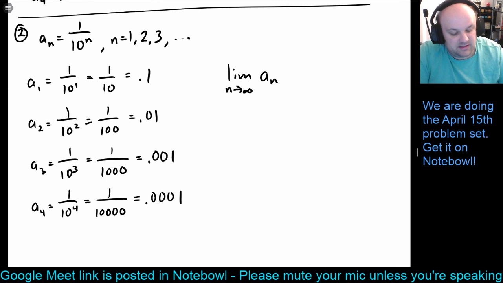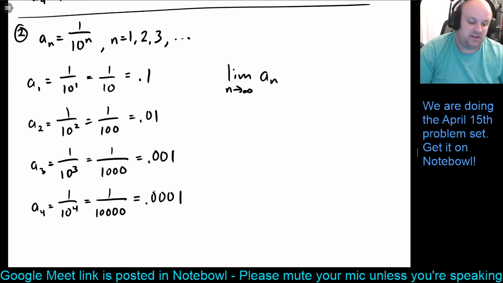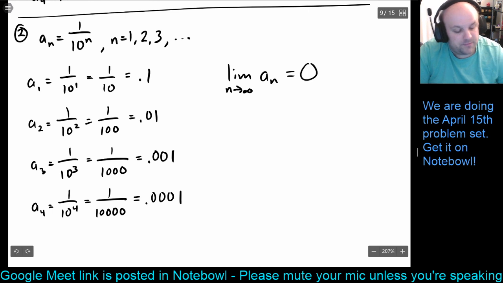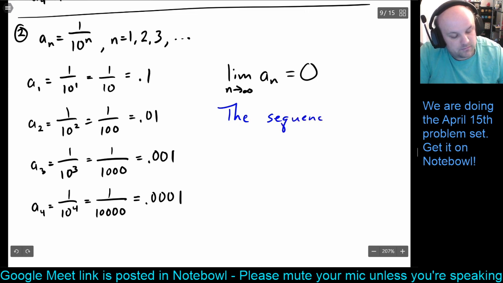Yeah, this limit here is going to 0, right? This fraction gets smaller and smaller each time. So we would say here that the sequence converges to 0.